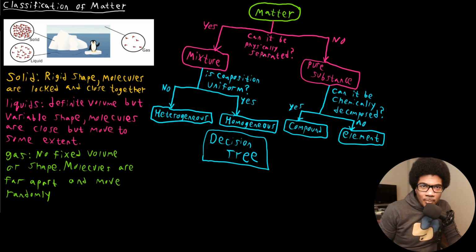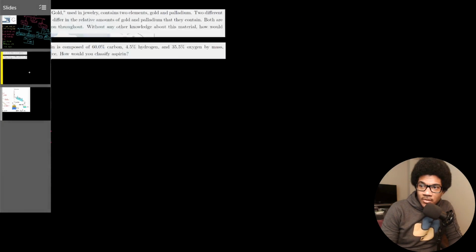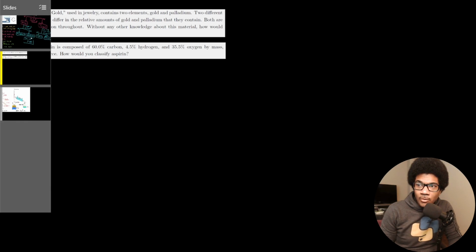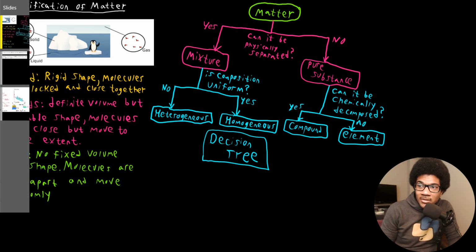Can we physically separate the gold from the palladium? The answer is yes. We know that we have some sort of mixture. Now, the question does answer the second question: is the composition uniform? It tells you both are uniform throughout. Any different mixture of white gold is going to be uniform in its composition throughout. So we answer yes to this question, and we get to our final determination here that white gold would be a homogeneous mixture.